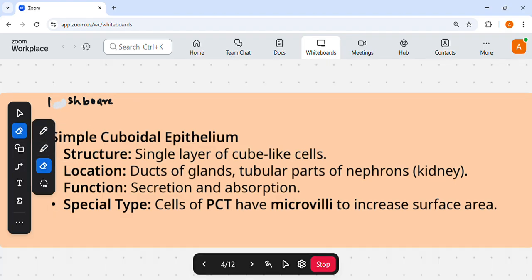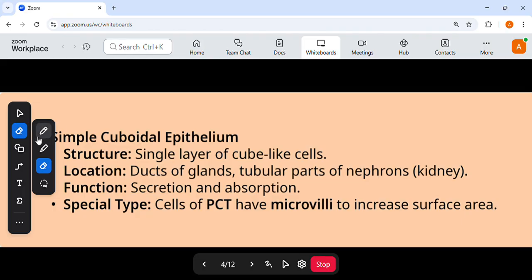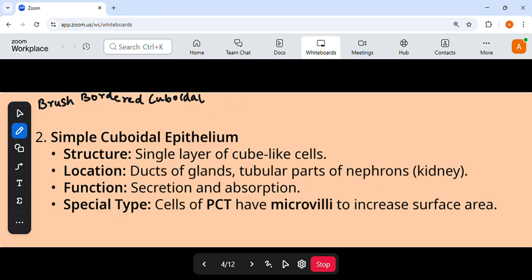One minute. So where we find, one minute, let me note it down first. Brush bordered cuboidal epithelium.